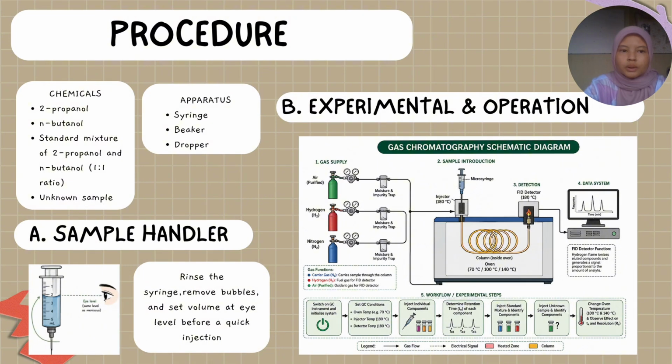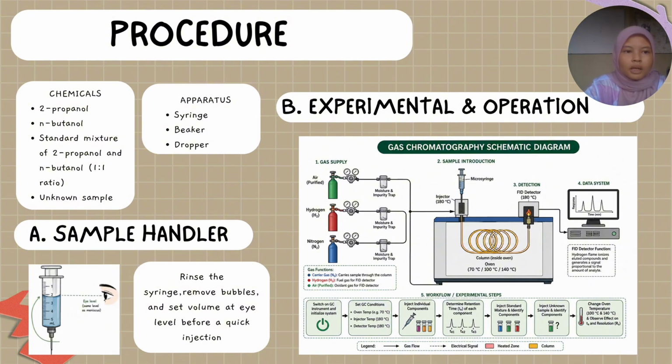First, for the chemicals used, we have 2-propanol and butanol, a standard mixture containing both compounds, and an unknown sample for identification. The apparatus used include a syringe, beaker, and dropper. For the sample handling step, the syringe must be rinsed several times with the sample to avoid contamination. Any air bubbles should be removed, and the sample volume should be adjusted to eye level before performing a quick injection into the GC system.